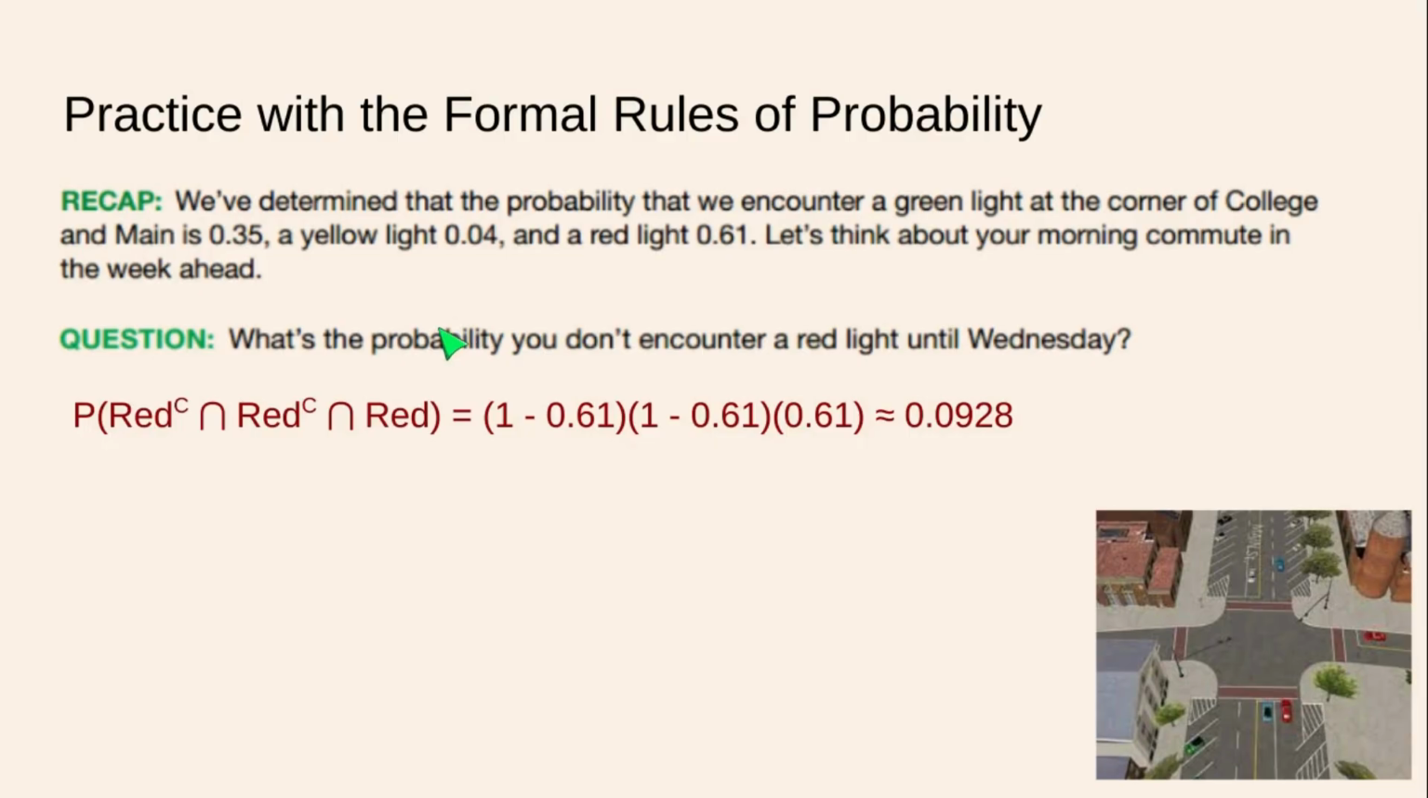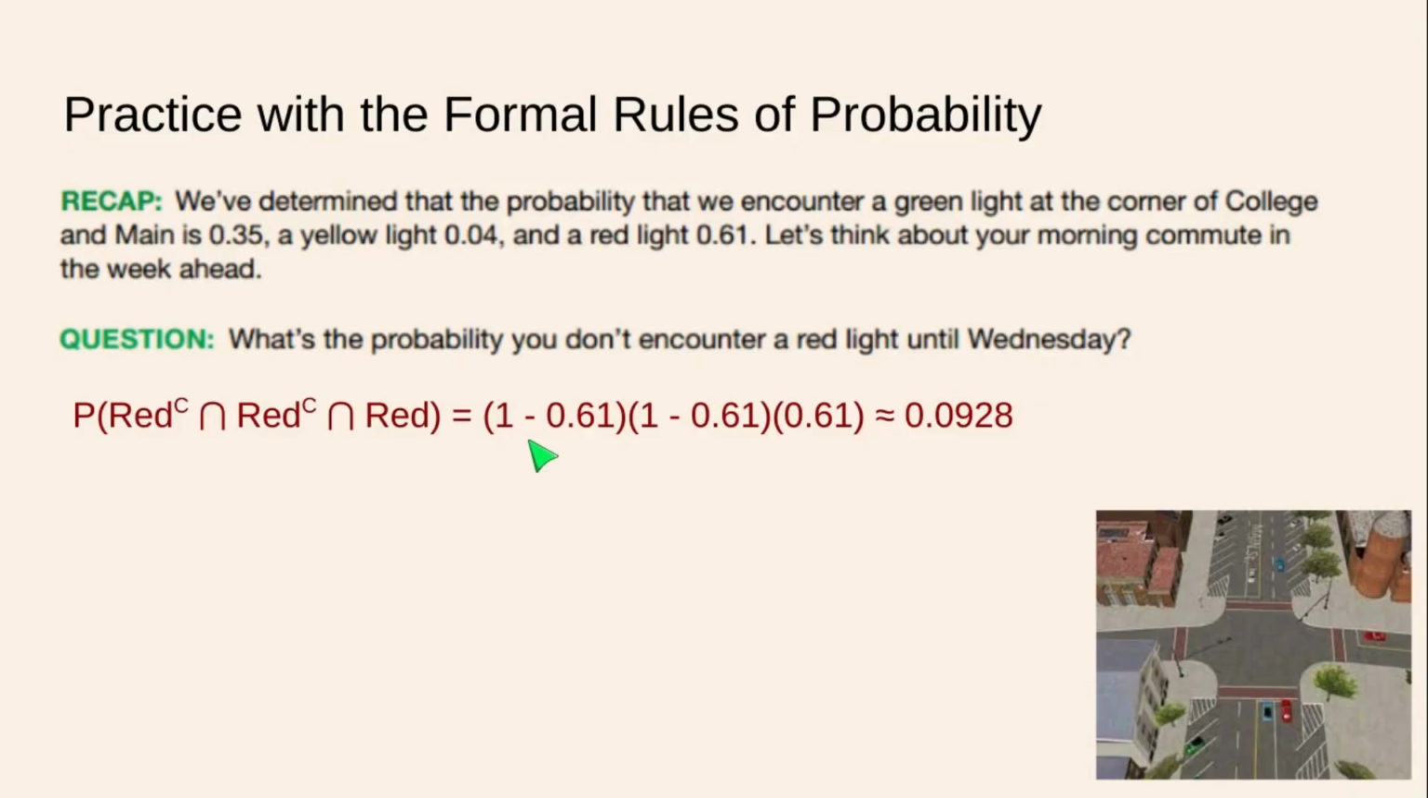So we want to find the probability of the complement of red, so not getting red, and not getting red, and getting red, okay? So it's not just that we don't get red twice, we need to, yes, get red on the third occasion, okay? Because we don't want to encounter a red light until Wednesday, but we do want to encounter a red light on Wednesday. So we need to factor that in. Literally, it's going to be one of our factors.